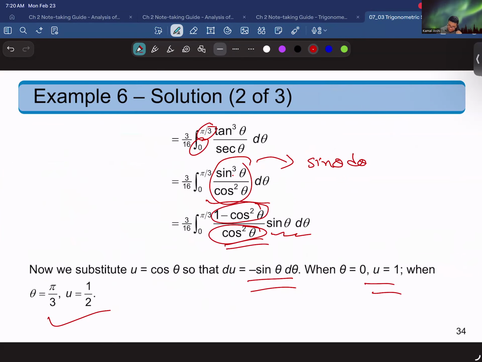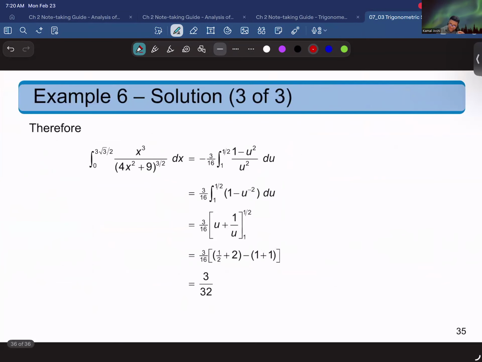Again, we change the limits, by the way. You notice that, okay? Second time, because now you are converting, another substitution in terms of u. So theta limits are now changed to u limits, 1 to 1 over 2, and we're done. Finally, we do the integral.